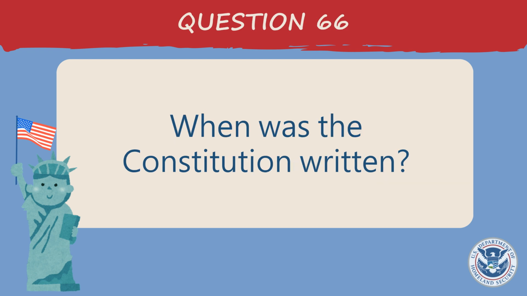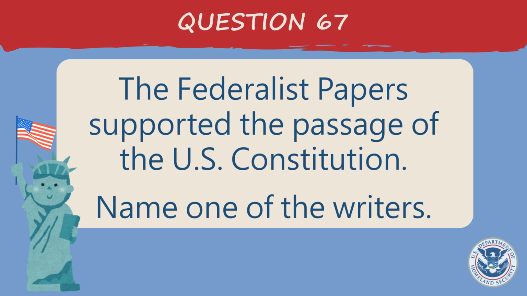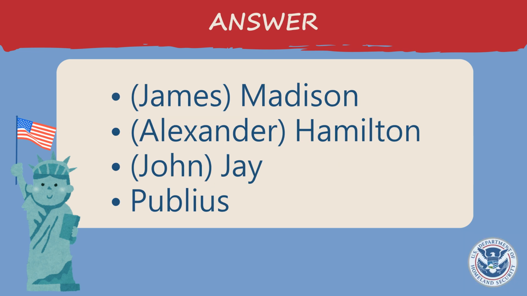When was the Constitution written? 1787. The Federalist Papers supported the passage of the U.S. Constitution. Name one of the writers. James Madison, Alexander Hamilton, John Jay, Publius.